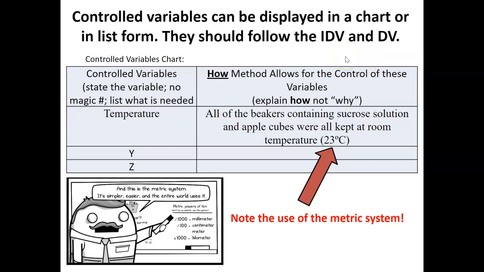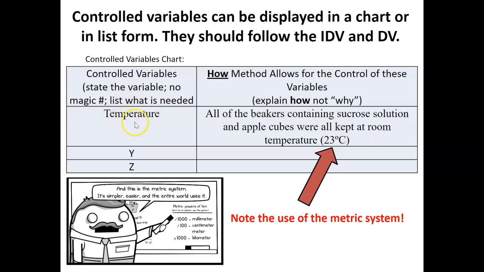I recommend you put your controlled variables in a chart like this. It's like a data table, but you don't have to call it a data table. We're not collecting any data, so you'll just call it a chart, controlled variables chart. So it doesn't need a lengthy title, and don't call it a data table, but you should label it as a controlled variables chart. And I do recommend you put it in a chart form because anything inside of a chart does not count as your word count, and so that would be good for you.